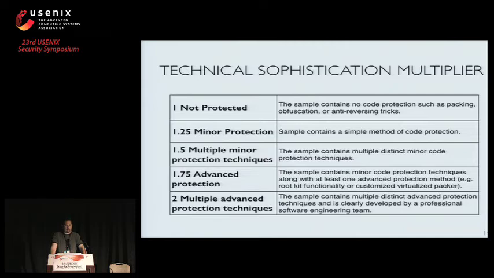And then if you have minor protection methods, it stays at 1.25, multiple minors, 1.5, and then it gets into the really fancy stuff like custom virtualized packers at 1.75 and up to 2. 2s are reserved specifically for malware that comes from professional software engineering teams such as FinFisher, coming from Gamma, or RCS from Hacking Team.